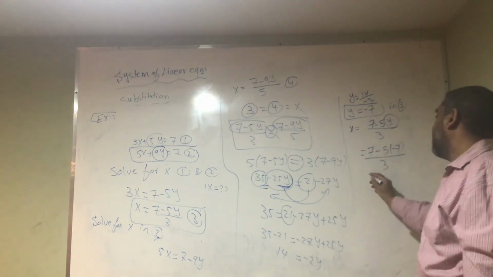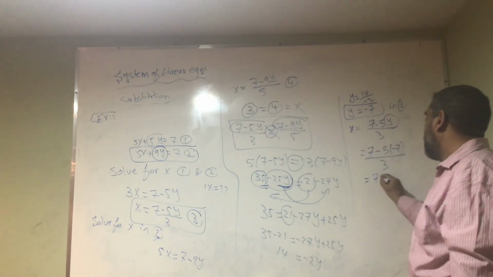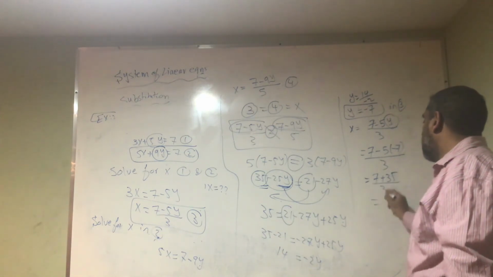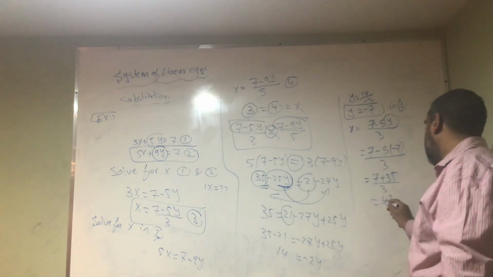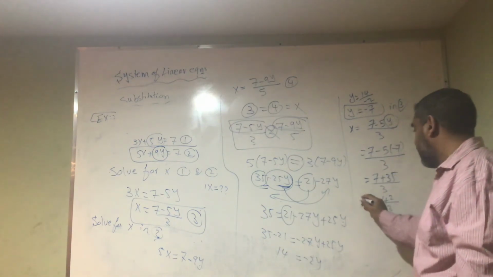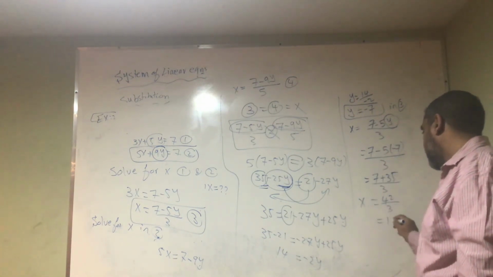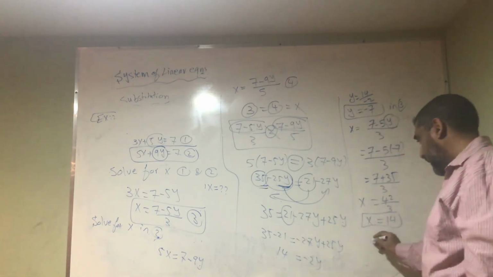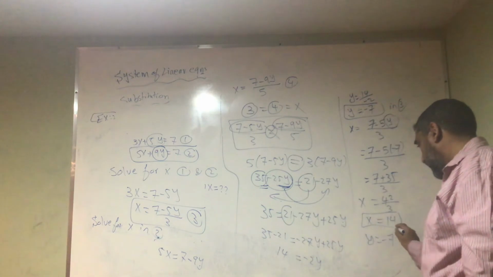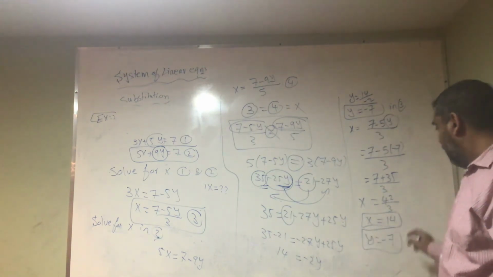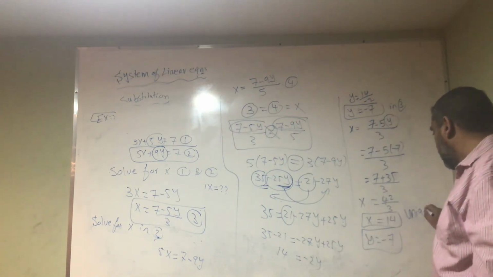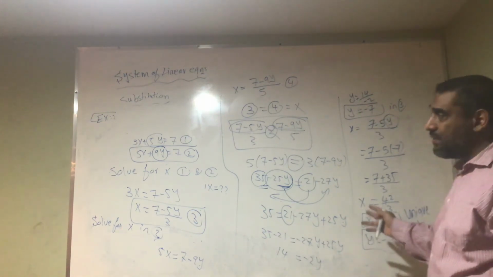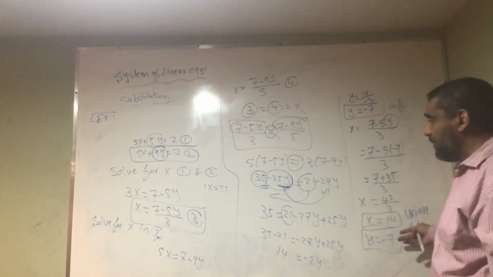If I simplify this, negative times negative, you get positive. 7 plus 5 times 7, 35, divided by 3. So what did you get here? You get 42 divided by 3. That is your x here, right? If I simplify this, you will get just 14. So here your x is 14, and we figured out your y is minus 7. So what kind of solution do you have? We have a unique solution, which means it's only one solution. And we say the system is consistent, meaning it has a unique solution.